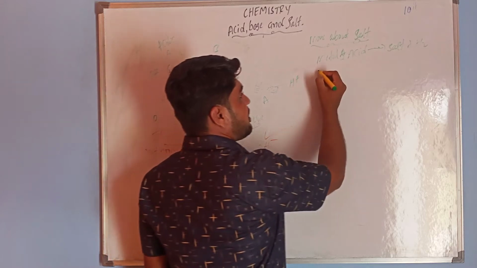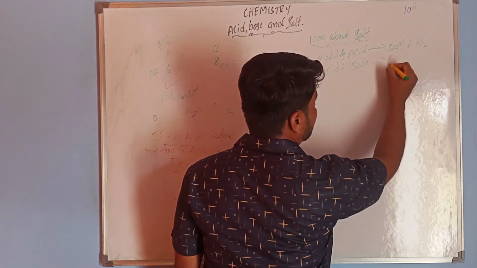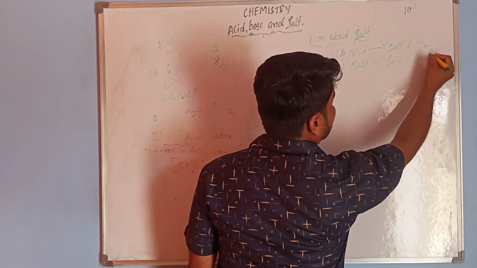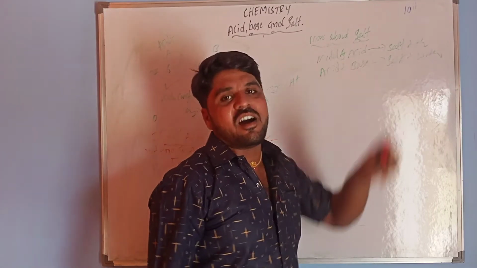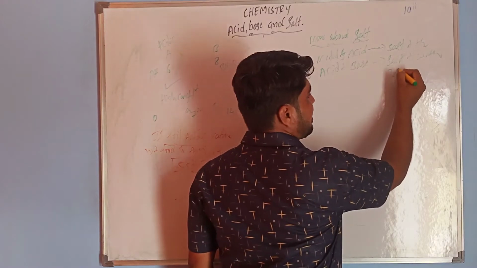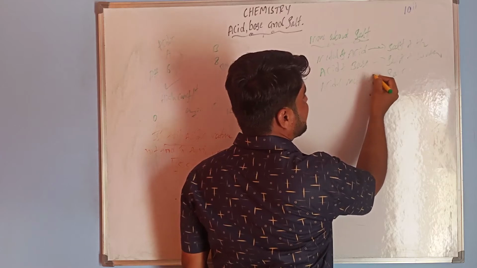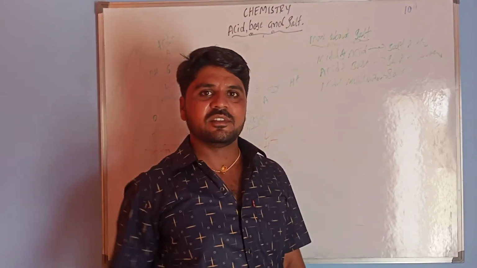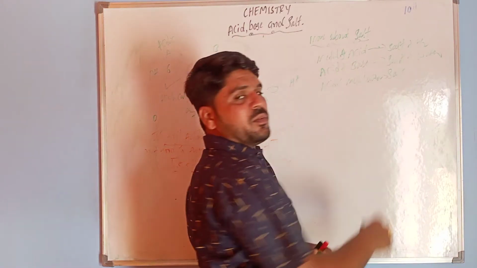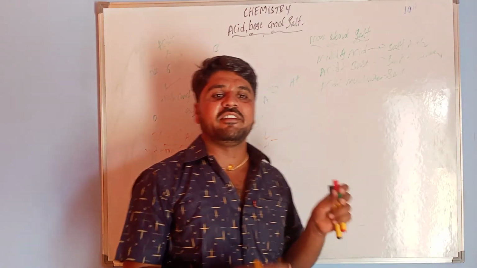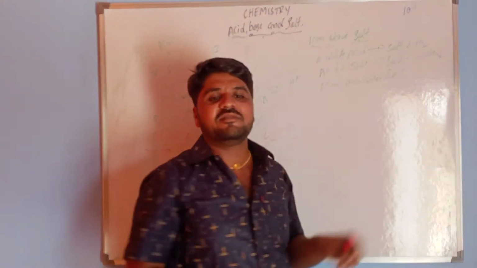And the reaction of acid and base gives salt and water. Also, acids react with metal oxides, and they also produce salt. Acid plus metal oxide produces salt and water. So these are the ways to produce salts. So this is all about the production or preparation of salts.